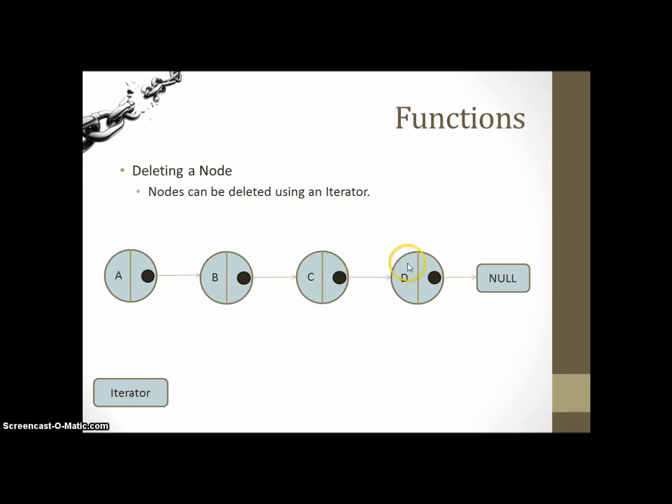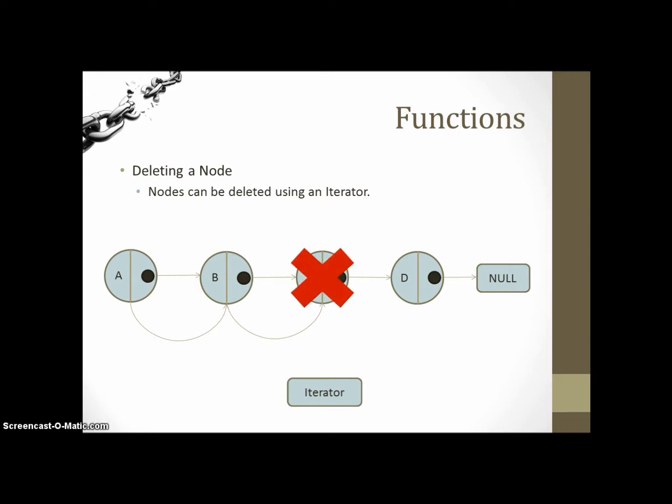Here we're going to delete a node. Now, there's more steps to deleting a node than there is to adding a node. Generally we use an iterator to do this. So first of all, the iterator must point to the node we're going to remove, in this case C.